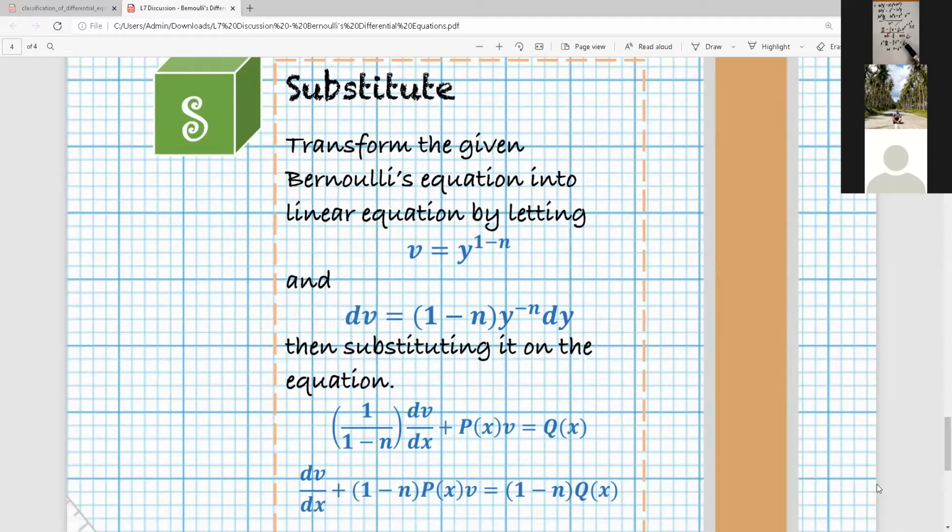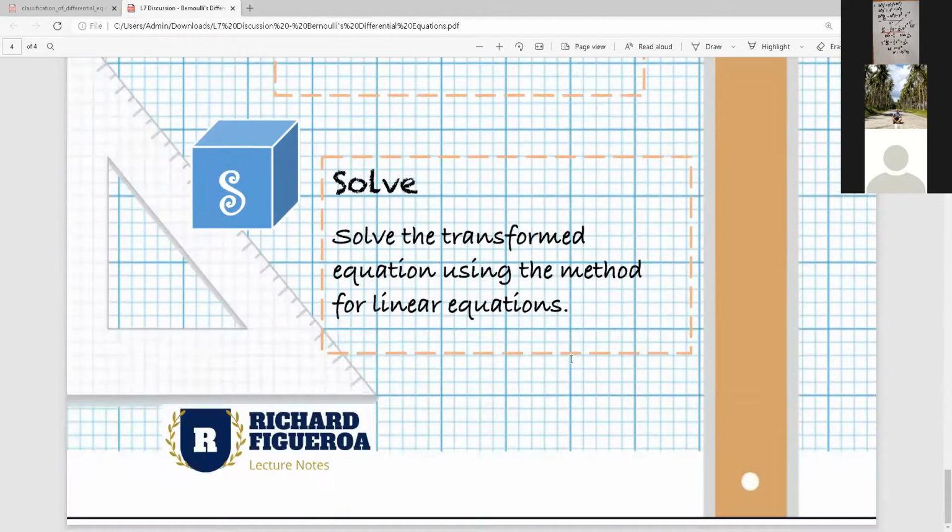Ayan. So after introducing this, kailangan natin siyang i-derive. So dv is equal to negative 2 y raised to negative 3 dy. Ano yung purpose natin na bakit natin gagawin yan? Ito yung substitution na ginagawa niya dito sa lecture natin. So, simplify ko na lang, and then we'll solve it using linear. Okay? So, I'll stop sharing.